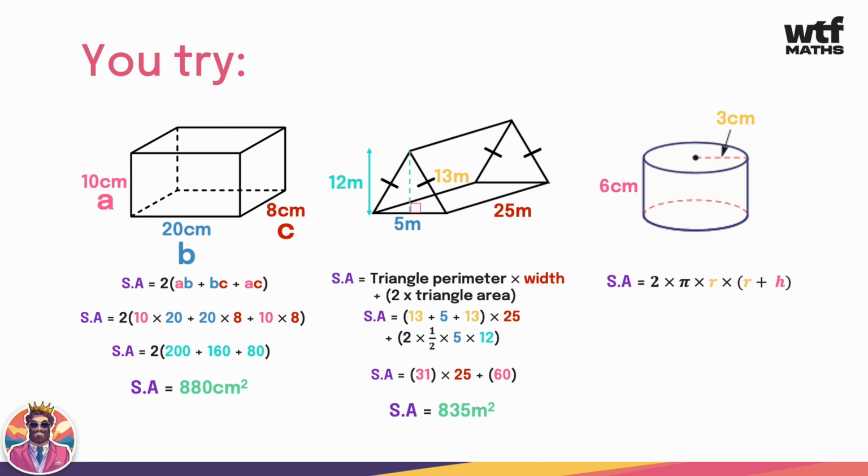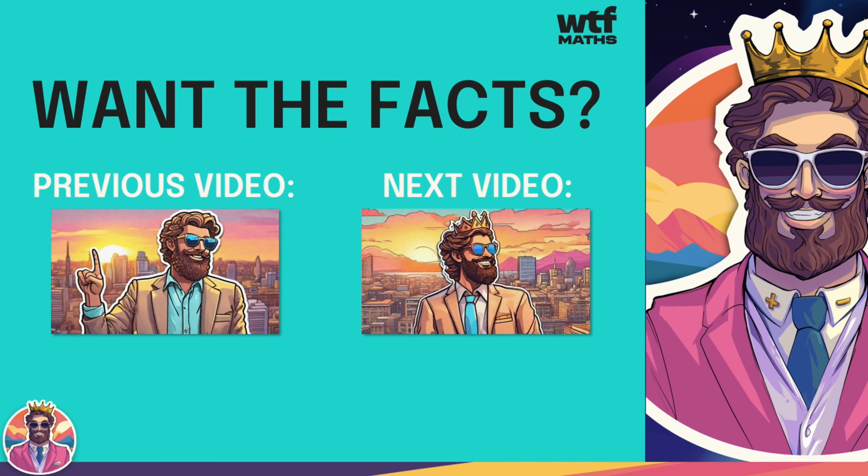For the cylinder on the right, we just use our cylinder formula that I showed you. We substitute the numbers in, 2 times pi times 3, and inside the bracket, 3 plus 6, and we end up with 169.65 centimeters squared.